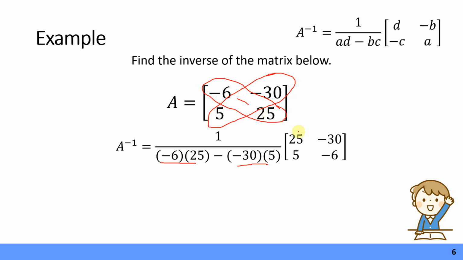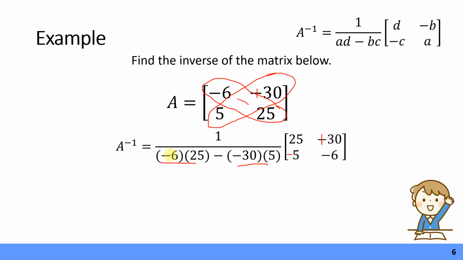These two numbers change place. The negative 6 is still negative, the 25 is still positive, but they just flip. And then the negative 30 becomes a positive 30. So again, I'm sorry about that there, positive 30. And the 5 becomes a negative 5. Okay, so we have a positive 30 and a negative 5 there. And then we just calculate.